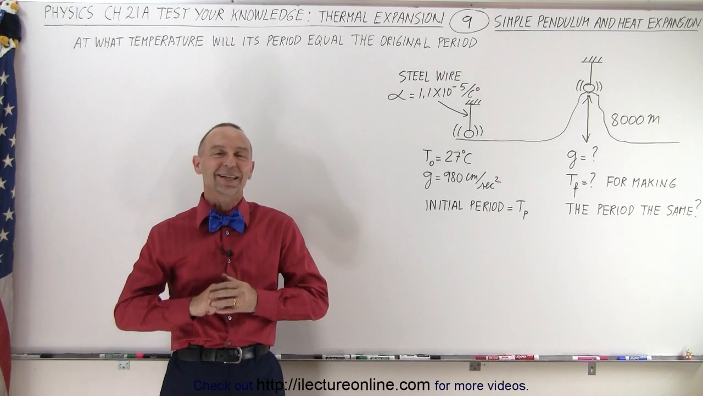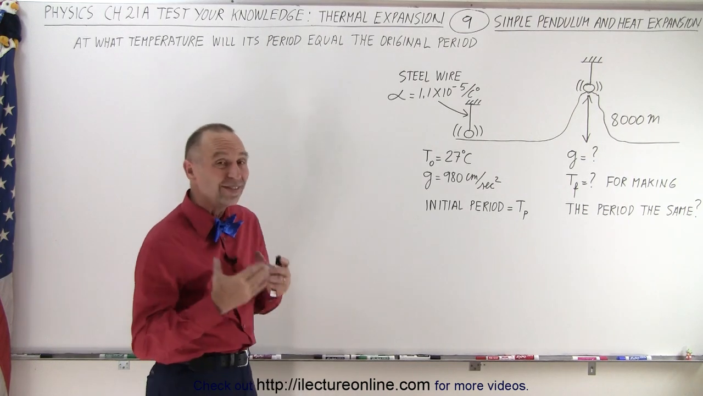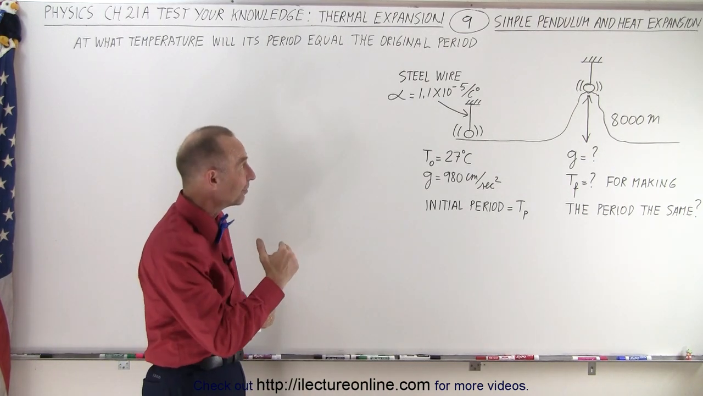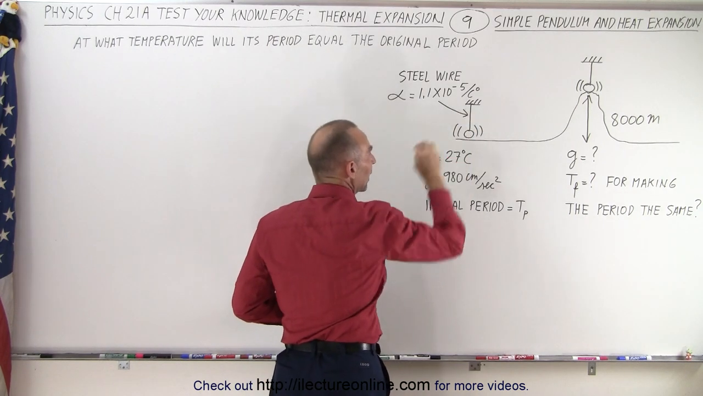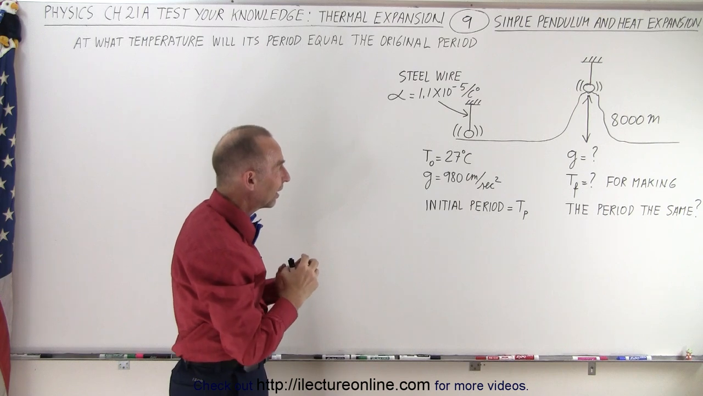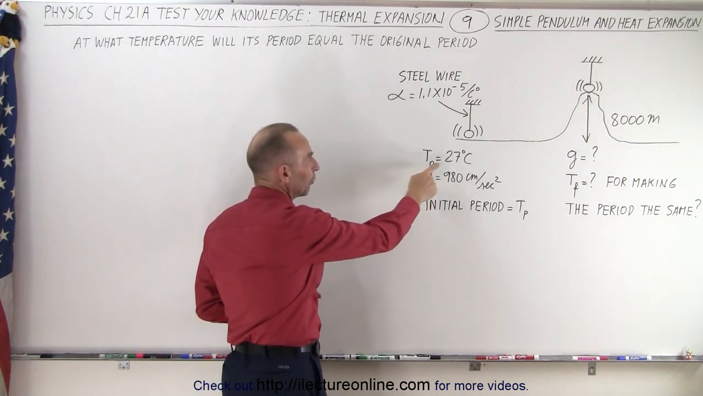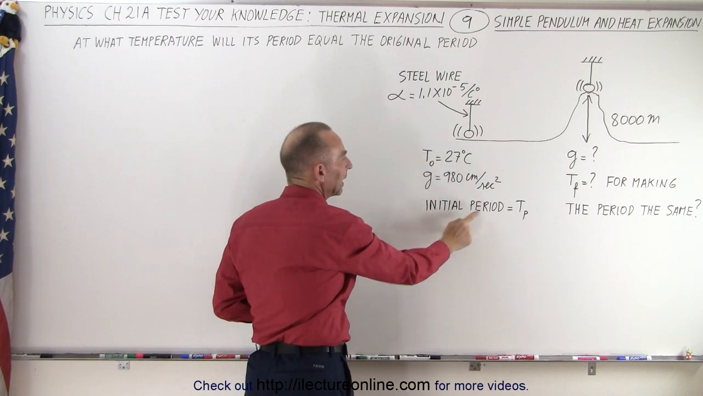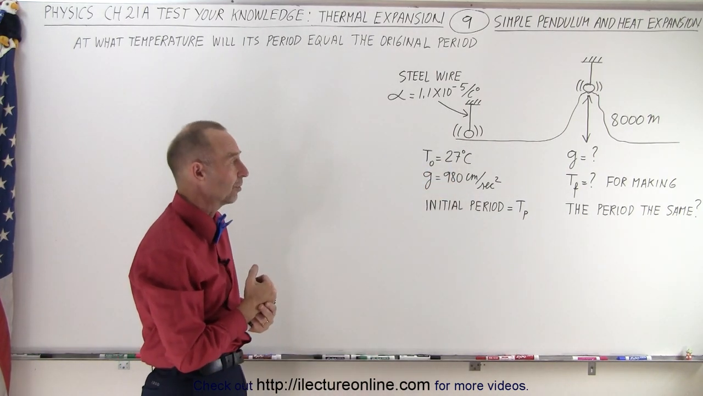Welcome to Electron Line. Our next problem is kind of an interesting one. We're starting with a simple pendulum at sea level. Notice that we have a steel wire. At the very bottom of the steel wire, there is a small mass. And as we get it to oscillate back and forth at a temperature of 27 degrees centigrade, it has some initial period. They don't tell us what the initial period is.